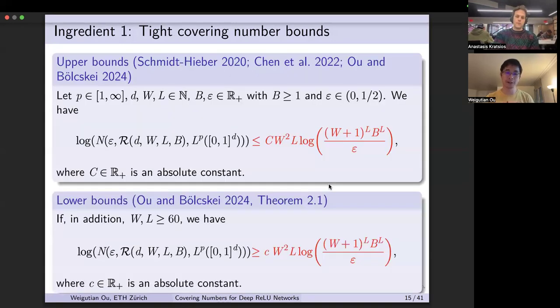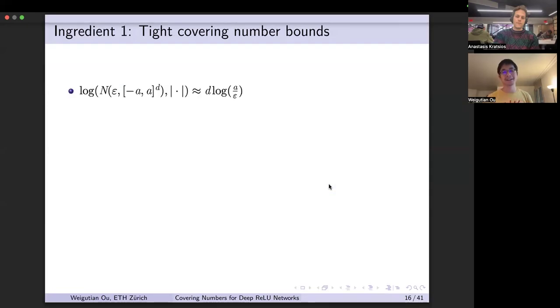I will give you a quick introduction on why it looks like this. Let's give you a simple example. There's the logarithm of the covering numbers of a hypercube. Here, the hypercube is [-a, a]^d, which is a d-dimensional hypercube whose edge has length 2a. The covering number of this looks like d times logarithm of a over epsilon. So why is it related to neural networks?